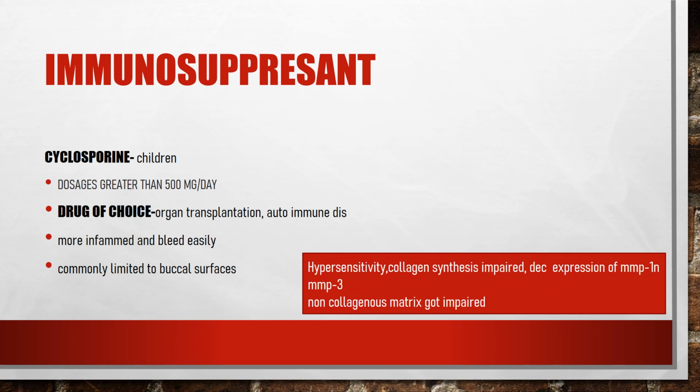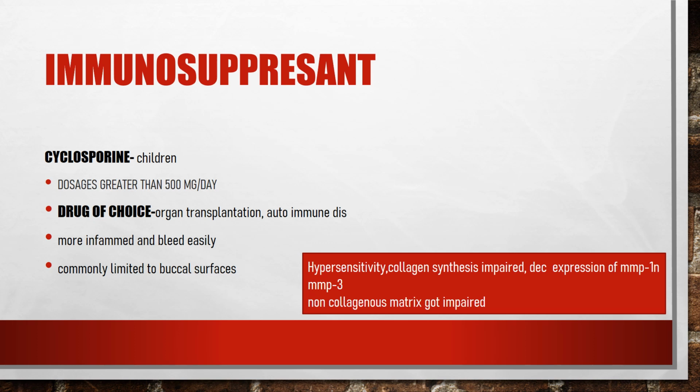Under that, cyclosporin is the main drug that is causing gingival enlargement. It is mainly recommended in children, and it is mostly seen in patients with dosages greater than 500 milligram per day. It is the main drug of choice for organ transplantation and autoimmune diseases.